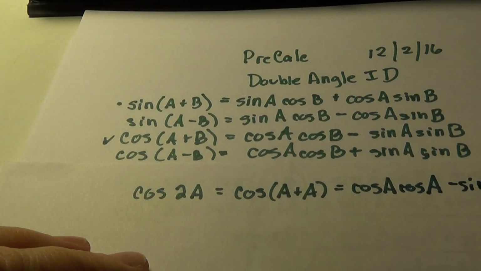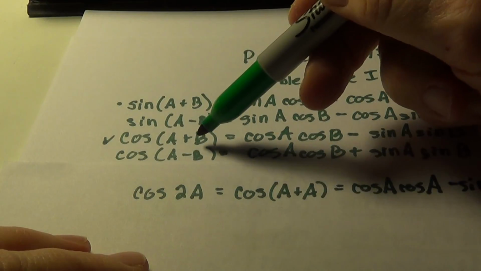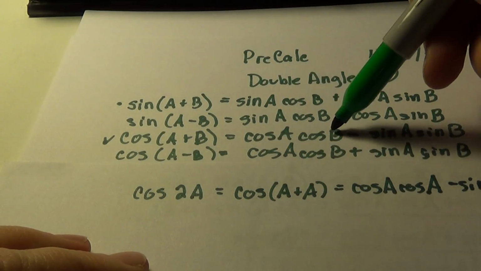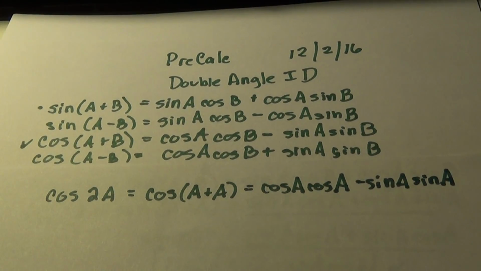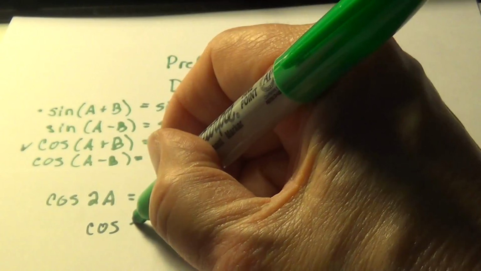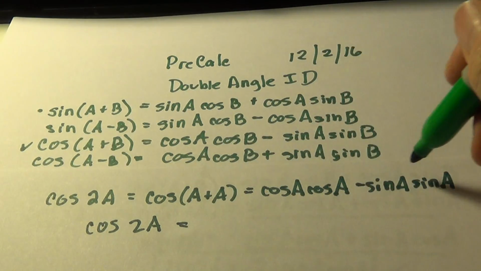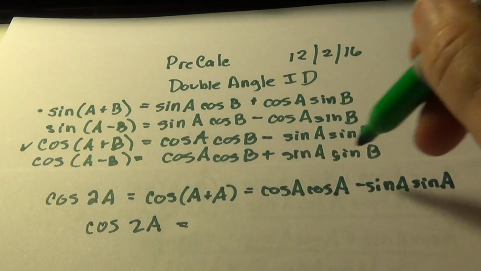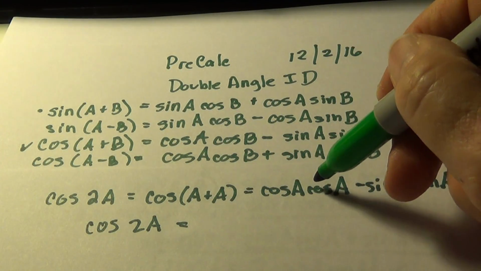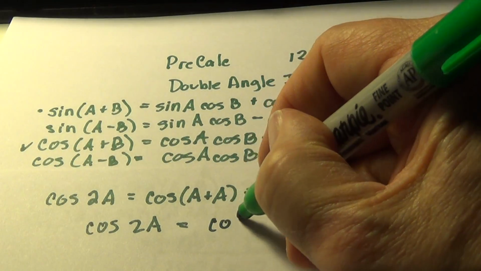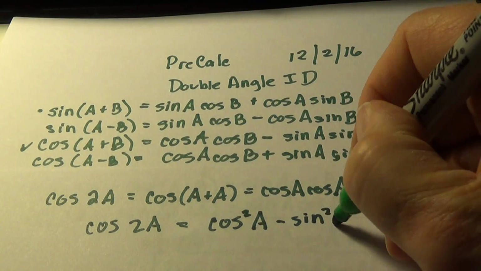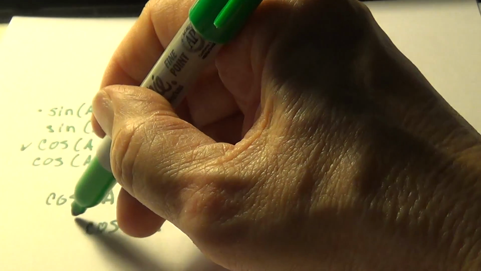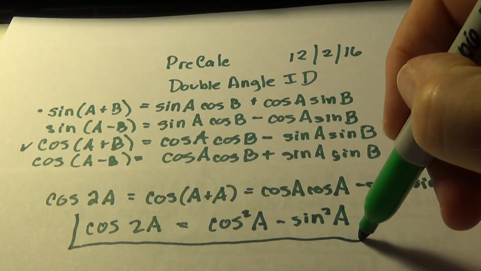Minus sine a sine a. So right here I took the cosine of a sum and I put in a for both variables. Come back into view there. Alright, so this says the cosine of 2a equals this expression, and I can't combine these, they're not like terms, but cosine a times cosine a is cosine squared a, and sine a times sine a is sine squared a. So that is the cosine of a double angle.